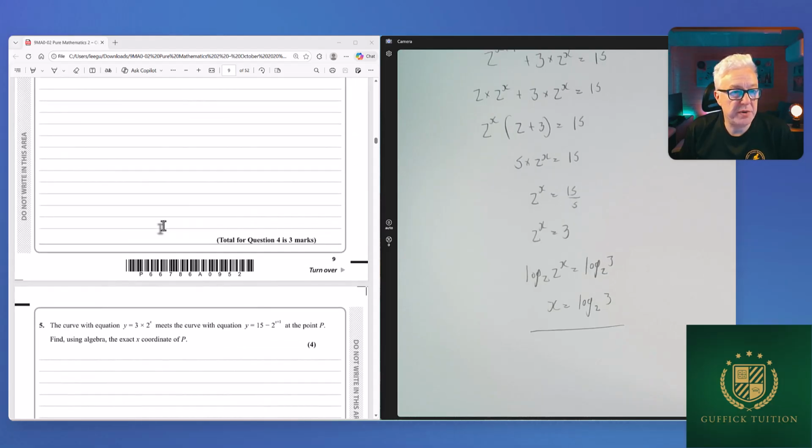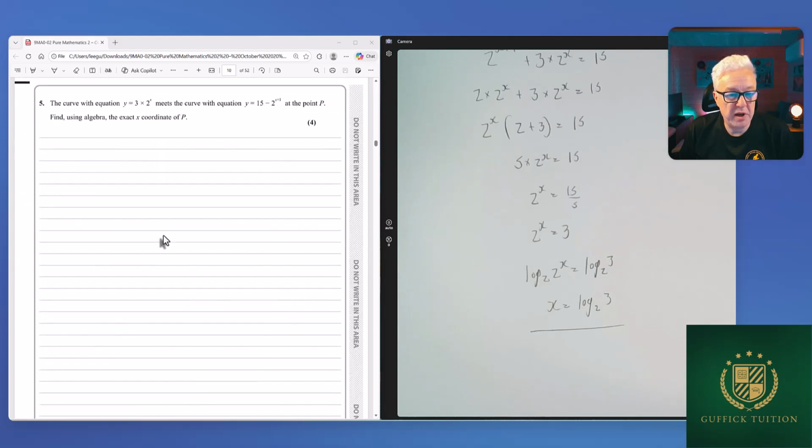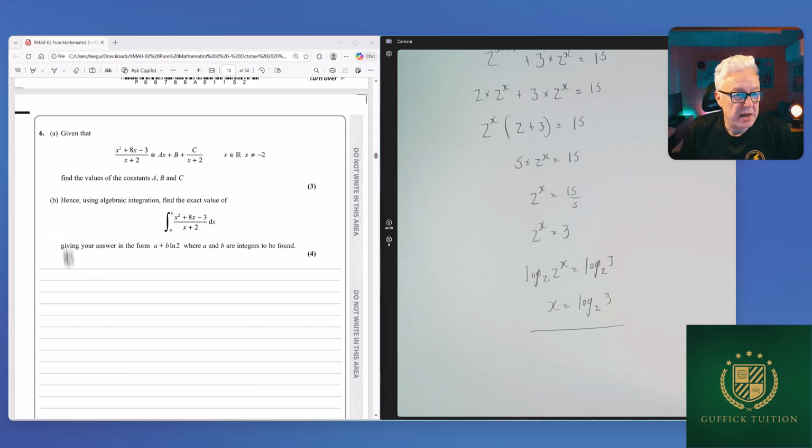Next question. I haven't missed one out, have I? Let's just double check. No, because we did that one. So we've done 4, we've done 5. What's next? 6. Okay, question 6. Given that (x^2 + 8x − 3) over 2 is equal to that expression, find the values for the constants a, b, and c.